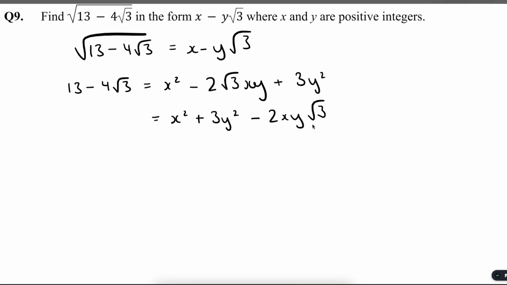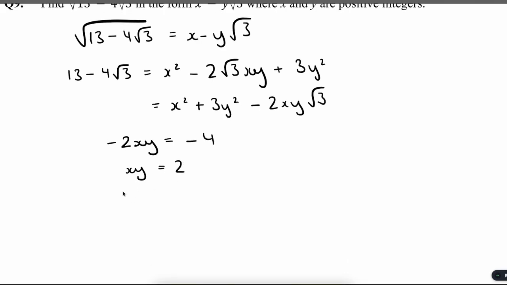Now, because root 3 is irrational, we know that this minus 2xy is the same as minus 4, because we can never group the root 3 in with the rational numbers, okay? Those two kinds of numbers don't mix. So we know that minus 2xy equals minus 4. So we can divide by minus 2 and we get xy equals 2. Okay, so we know that y equals 2 over x.